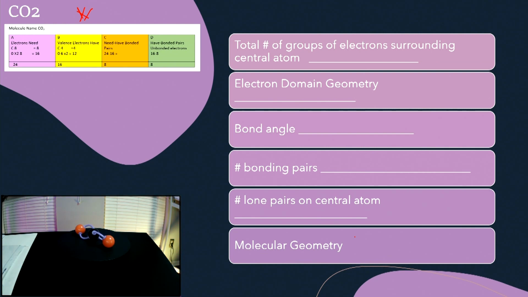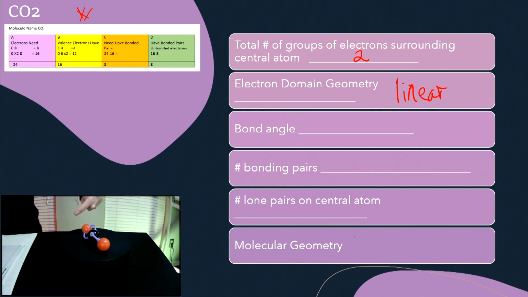So the total groups of electrons that surround the central atom of carbon dioxide is 2. When a molecule has 2 groups of atoms surrounding a central atom, we call that linear, L-I-N-E-A-R. And the bond angle is referencing between the oxygen atoms, so it's either side of the central atom. That bond angle, they're in a straight line, is 180 degrees.